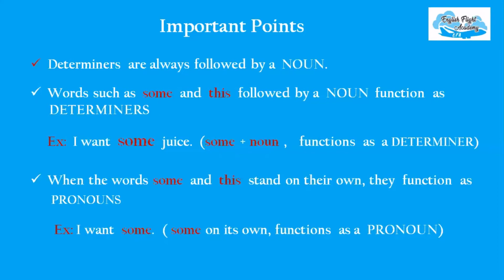In the first example, I want some juice, because it's followed by a noun, some is a determiner there. But in this case, I want some. So over here, it is standing on its own. And that's the reason it functions as a pronoun.